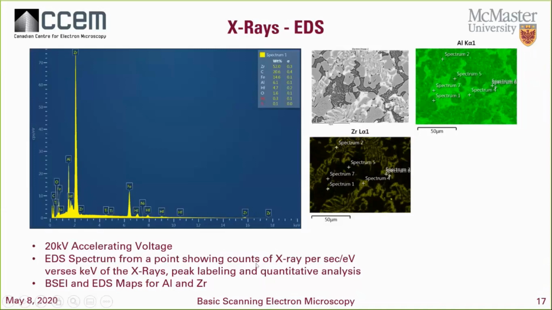So we can also see here the backscatter electron image of the sample we're looking at, and we can see a distribution of the aluminum within the sample, and a distribution of the zirconium within the sample. We can also analyze different points in the sample and collect spectrums. You can also do things like line scans as well, which are quite useful.